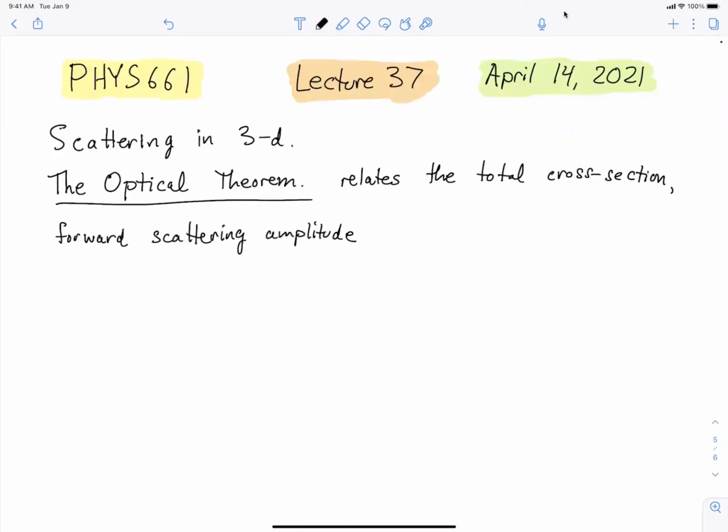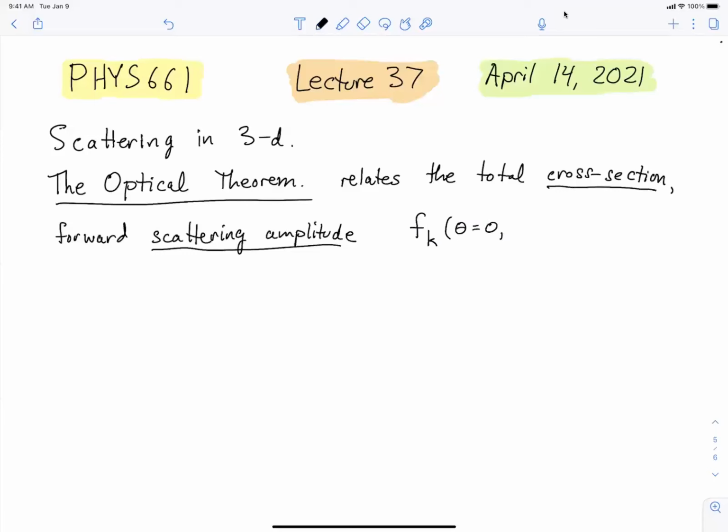The cross-section is what you get when you integrate the amplitude over all angles and after you've squared it. And the forward scattering amplitude is in general a complex number. The cross-section is real, the scattering amplitude is complex, and yet they're related if you're talking about the forward scattering amplitude, which means that this is the scattering amplitude, and we're going to evaluate it in the forward direction, which means at theta equals 0.